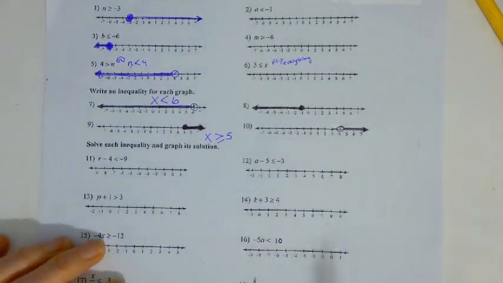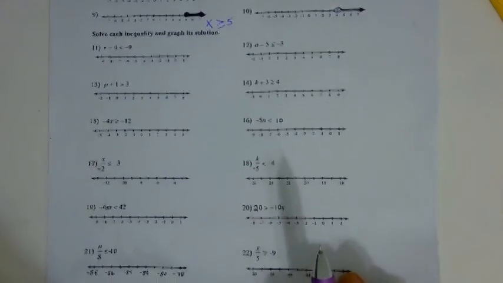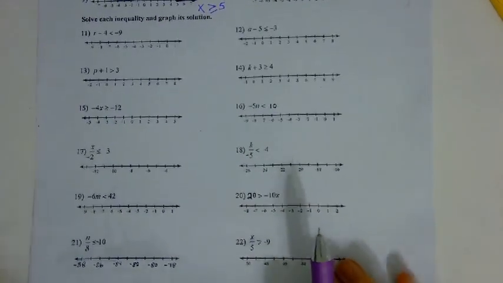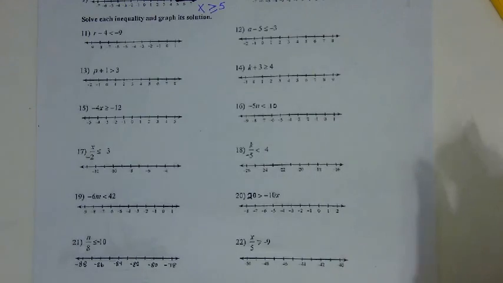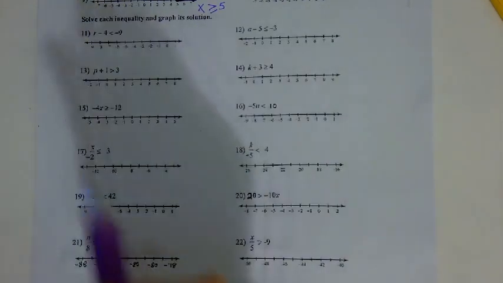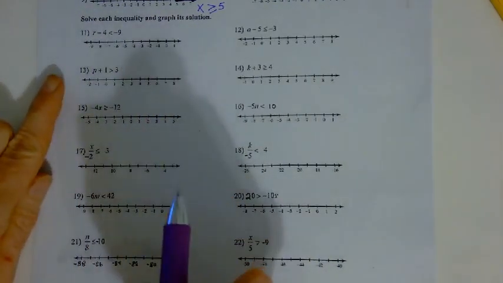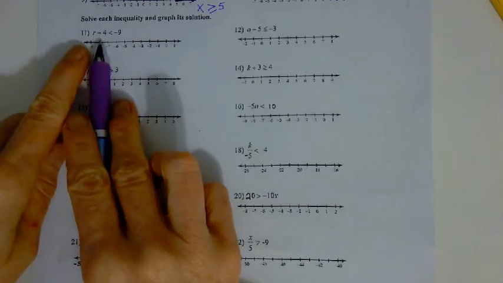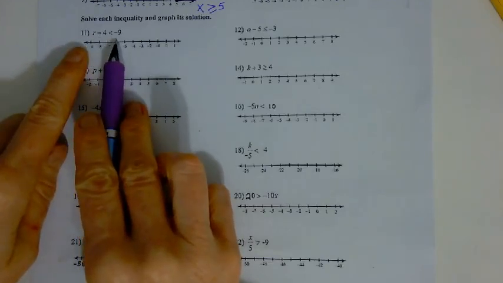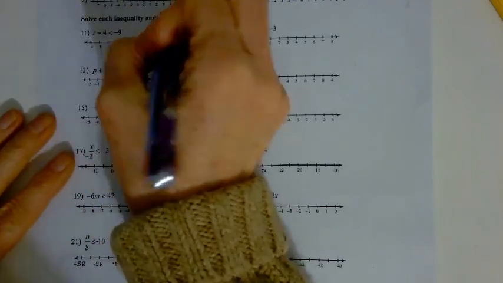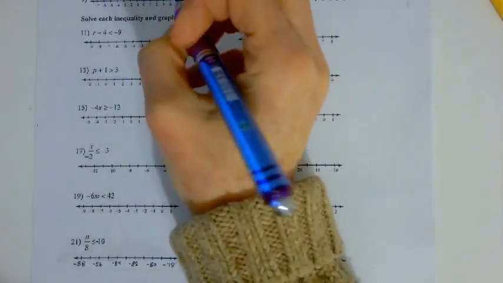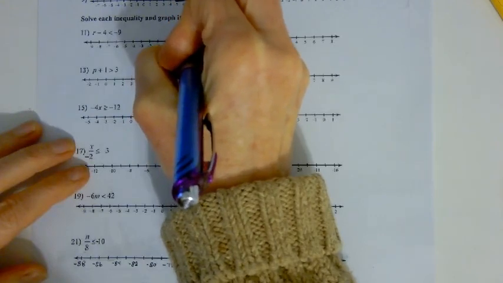Okay, 11 through 22 are one-step inequalities, and these need to get solved, and then I asked you to graph them. So let's look at number 11. We have r minus 4 is less than negative 9. So to get r by itself, we need to add 4. It's going to be a little tricky because the number line kind of gets in the way, so maybe I'll just rewrite it over here.